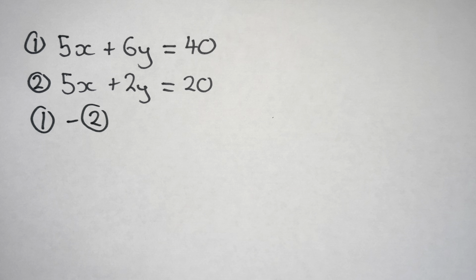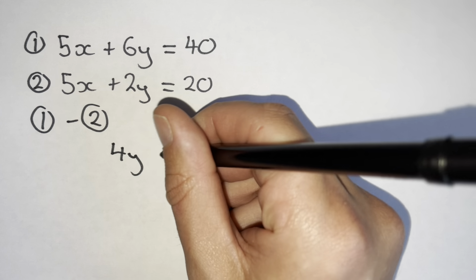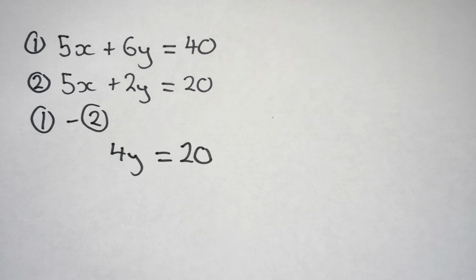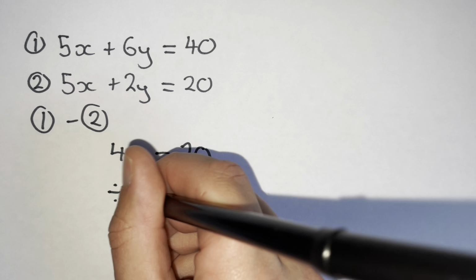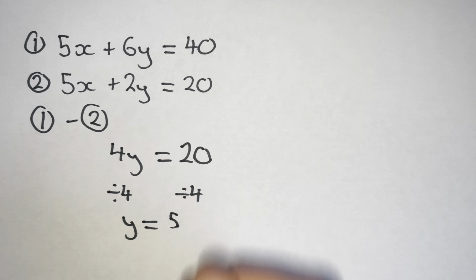If I do this subtraction, well, 5x minus 5x is 0. 6y minus 2y is 4y. And 40 minus 20 is 20. I can now solve this by dividing by 4 on both sides. So y is equal to 5.